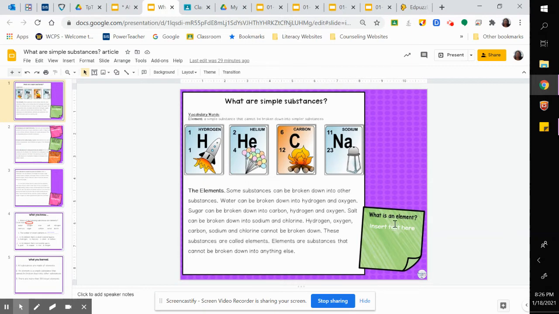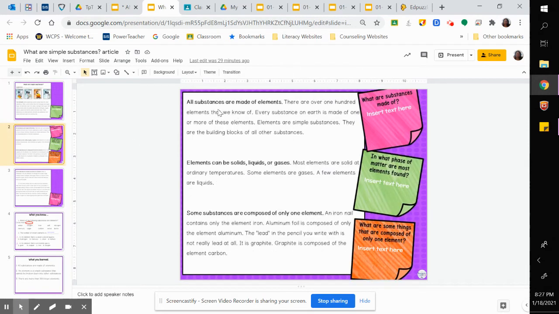Notice here on this page, it says what is an element. So right here is where you're going to tell me what elements are and type it in the box. The last sentence tells you what elements are. All substances are made of elements. There are over 100 elements that we know of. Each substance on Earth is made of one or more of these elements. Elements are simple substances. They are the building blocks of all other substances.